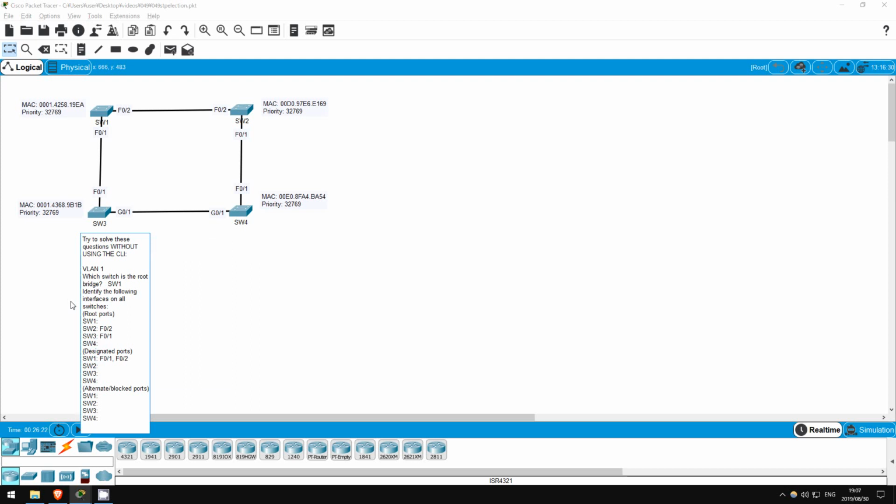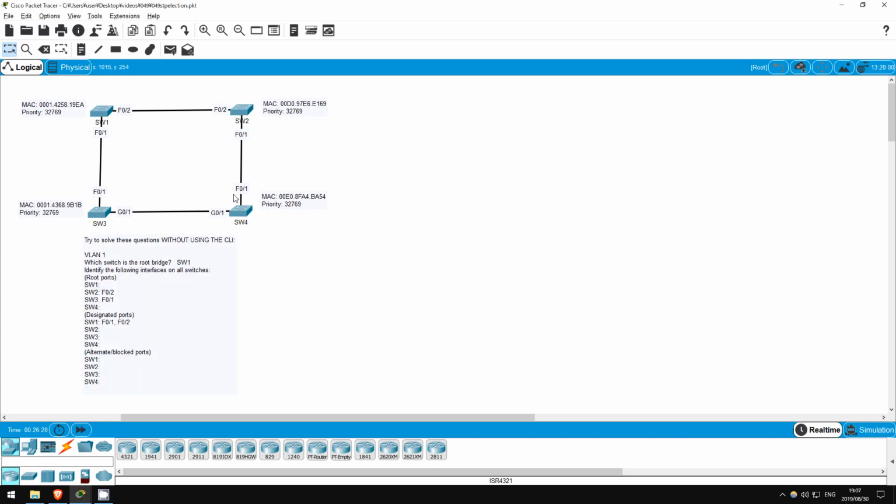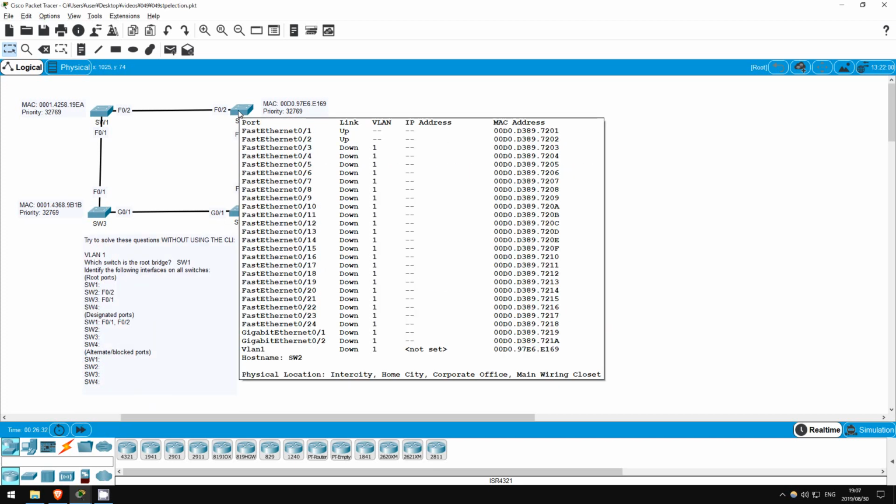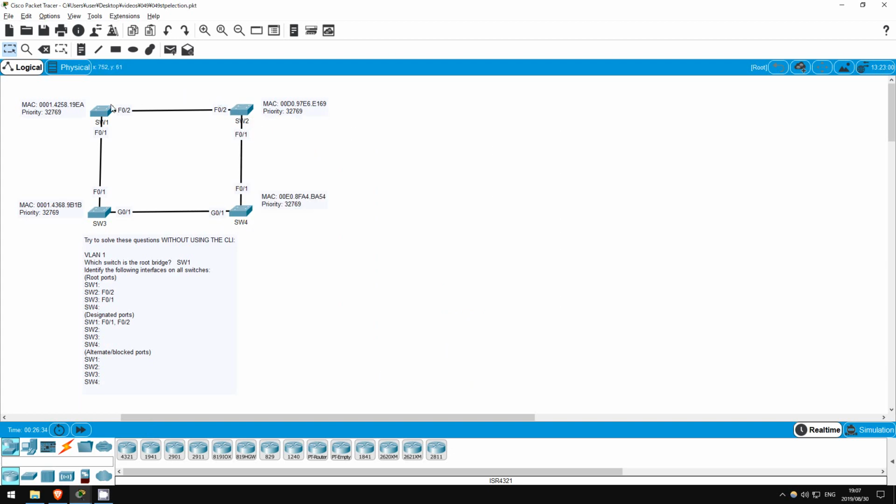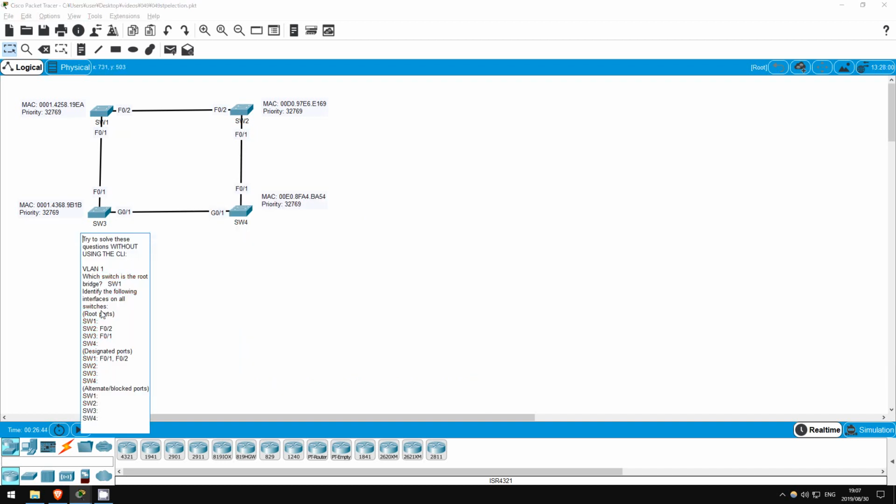Now on switch 4, which port is it? Well, F0/1 is a Fast Ethernet interface, so the spanning tree cost will be 19 to switch 2, plus 19 to switch 1, so 38. G0/1 is a Gigabit Ethernet interface, so the cost will be 4 to switch 3, plus 19 to switch 1, so 23. Therefore, G0/1 will be the root port on switch 4.